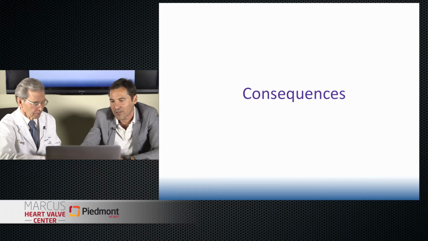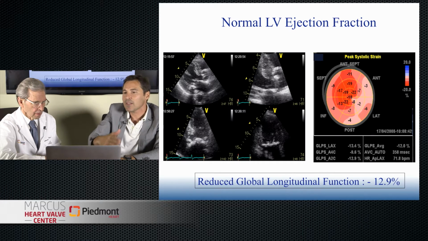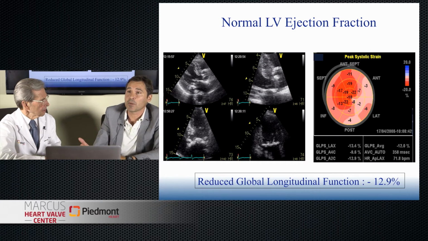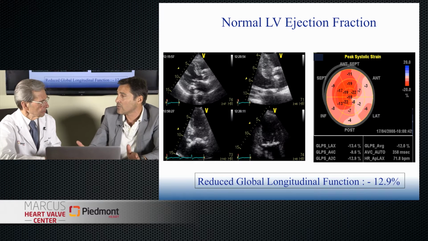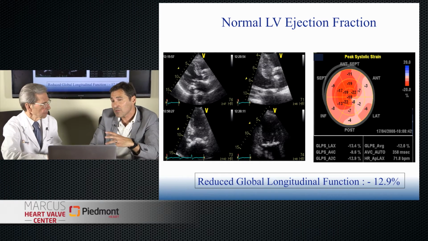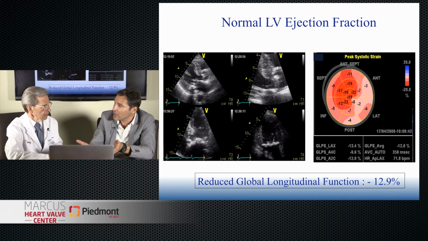Okay. Now, of course, if you have a severe stenosis, you should have some consequences. If not, it's impossible to have severe aortic stenosis. So for that, you can look at the ejection fraction. But in most of these cases, ejection fraction will be normal. What you have to look for is mainly the remodeling process.